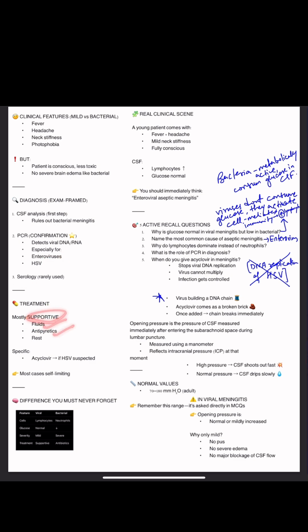Supportive treatment includes fluids, analgesics, and rest. If herpes simplex virus is suspected, acyclovir is given. Acyclovir does not let the virus replicate. And one more thing, viral meningitis is mostly self-limiting.